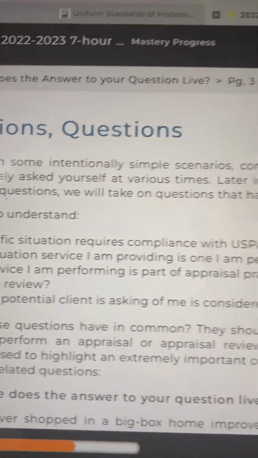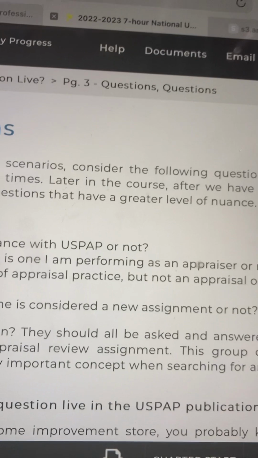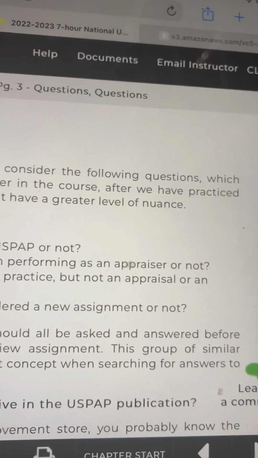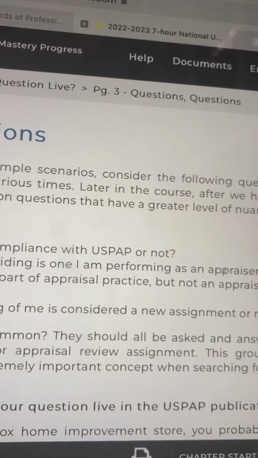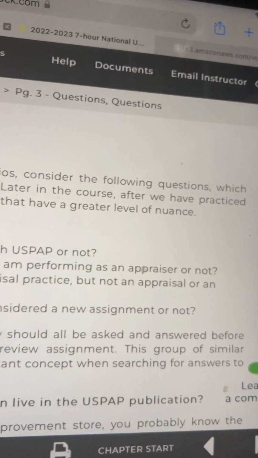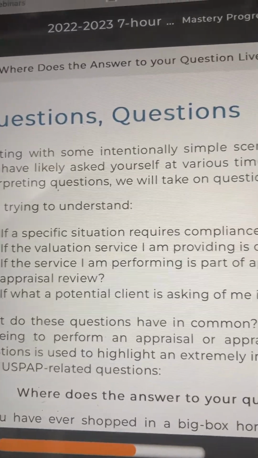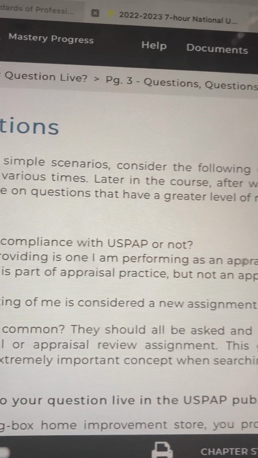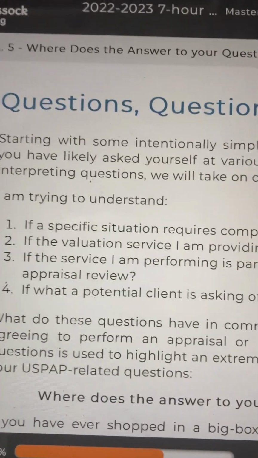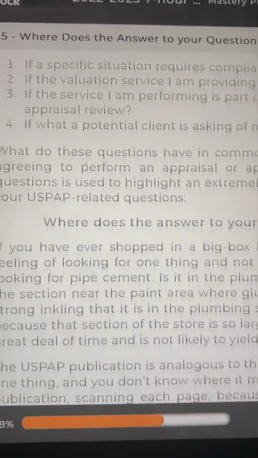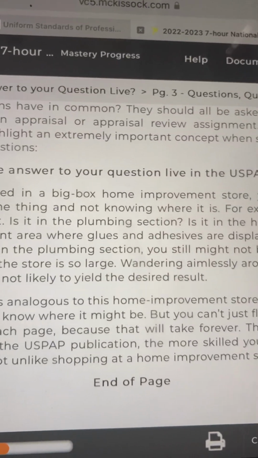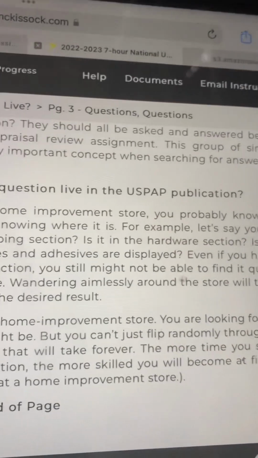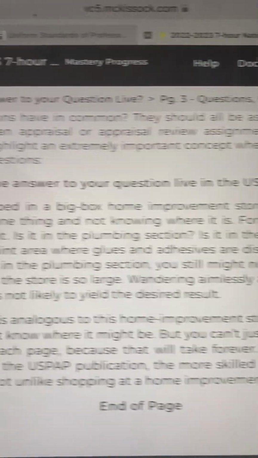What do these questions have in common? They should all be asked and answered before agreeing to perform an appraisal or appraisal review assignment. This group of similar questions is used to highlight an extremely important concept when searching for answers to your USPAP-related questions. Where does the answer to your question live in the USPAP publication?